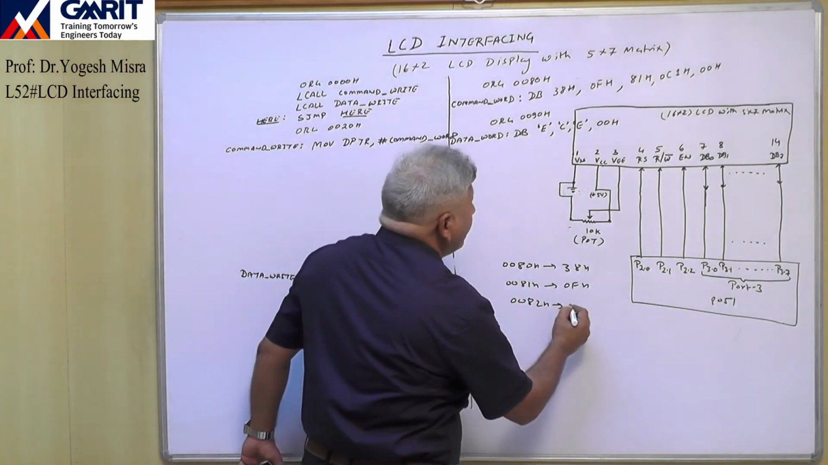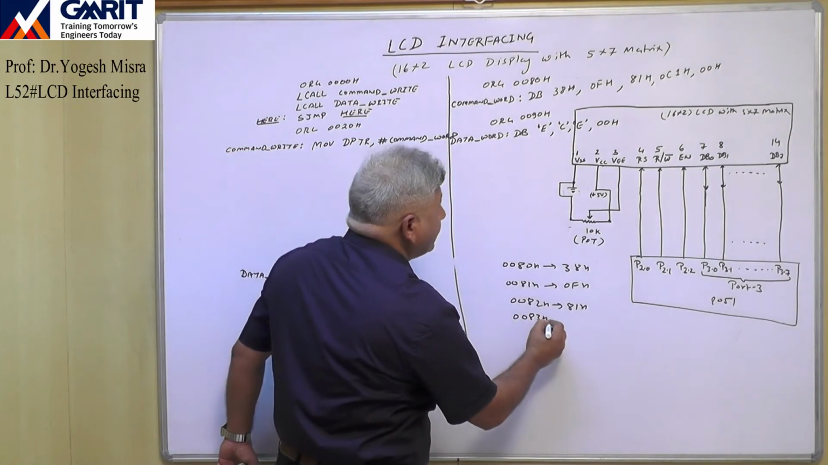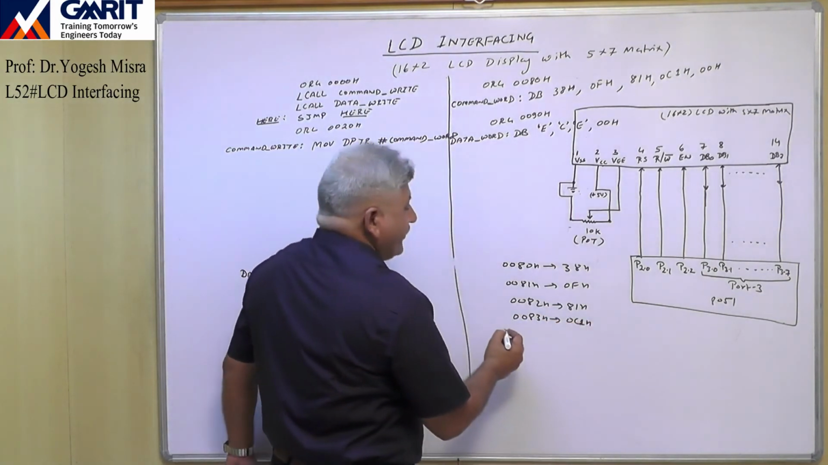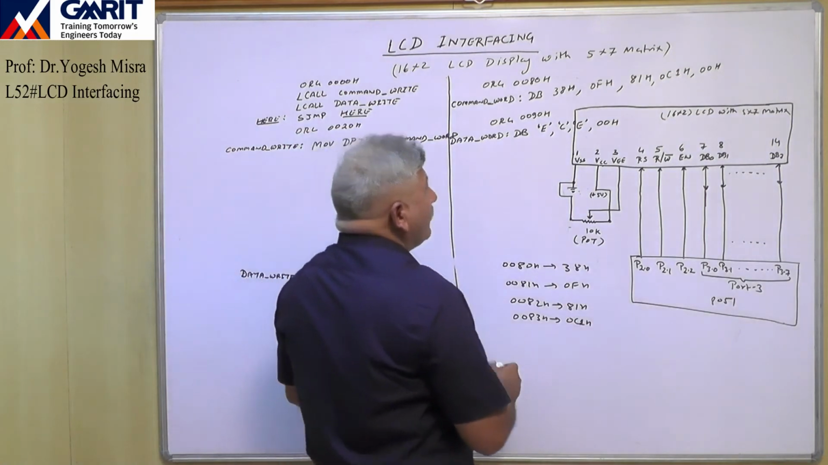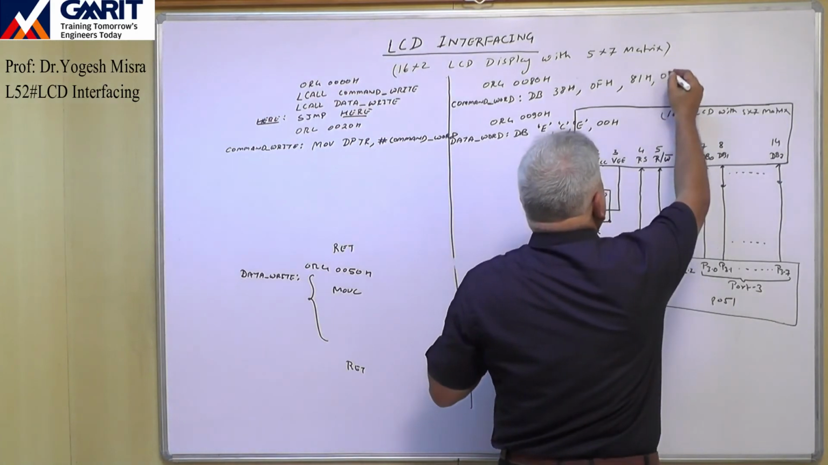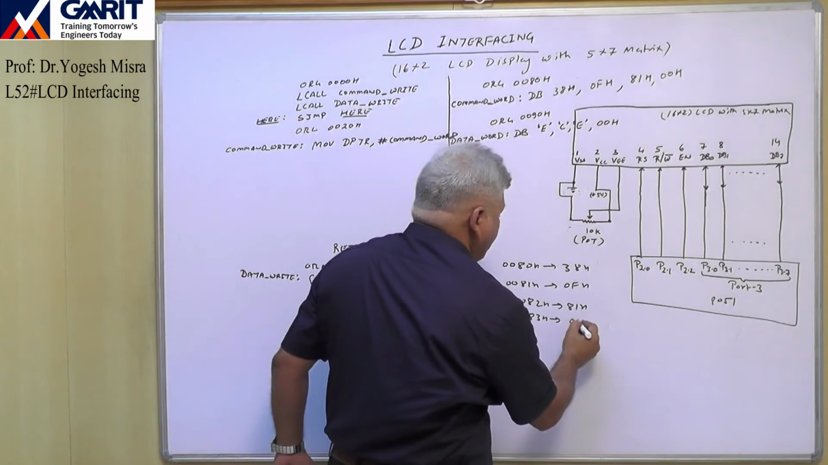0082H, 81H, 0083H, here 00H. You will end here. So here we will have 00H.